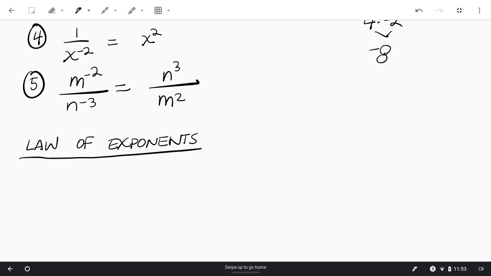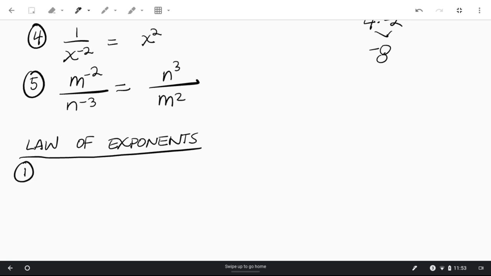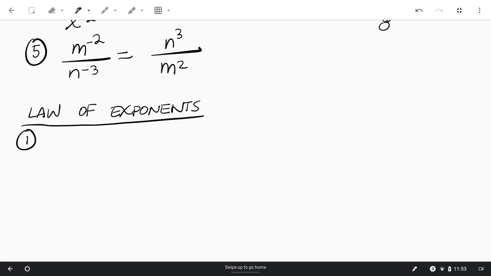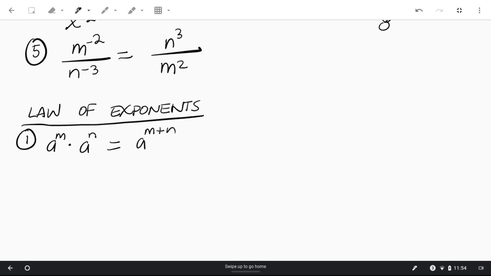Okay, so we have a law for when you're multiplying like bases. If you're doing this base, it can be any base, times same base, different exponent. If you're multiplying like bases, do you remember what we do with the exponents? If you said you add the exponents, that is correct.